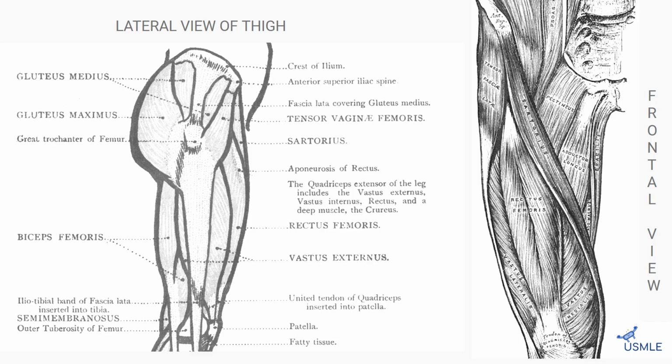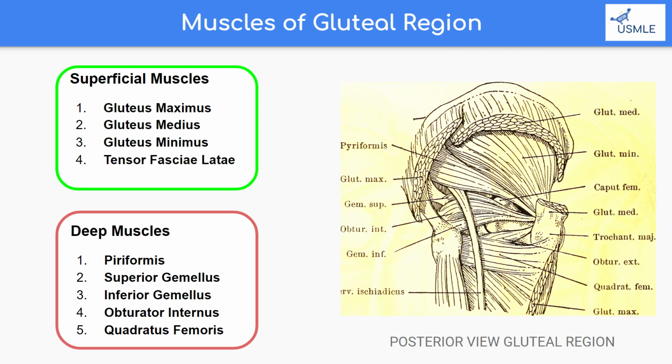Here is an image showing the various muscles. Now look at the muscles of the gluteal region, which are divided into a superficial group and a deep group. The superficial muscles involve the gluteus maximus, medius, and minimus, and the tensor fascia lata, whereas the deep muscles involve the gemelli, the piriformis, quadratus femoris, and obturator internus. These are also involved in hip movement.